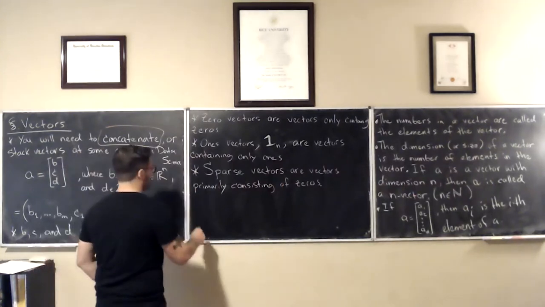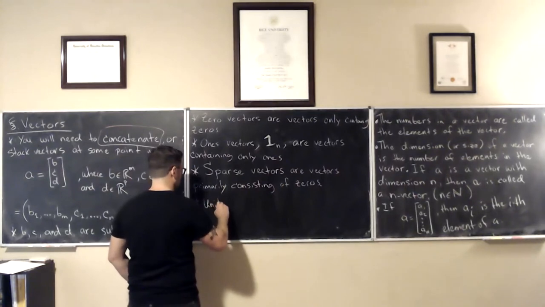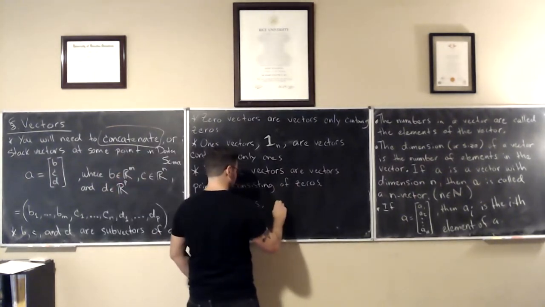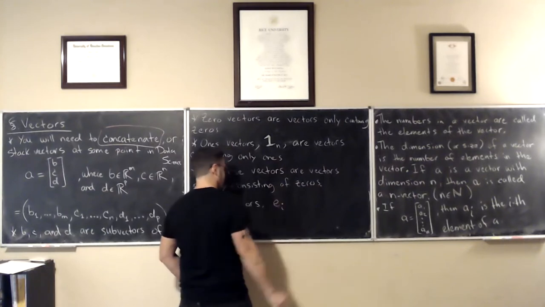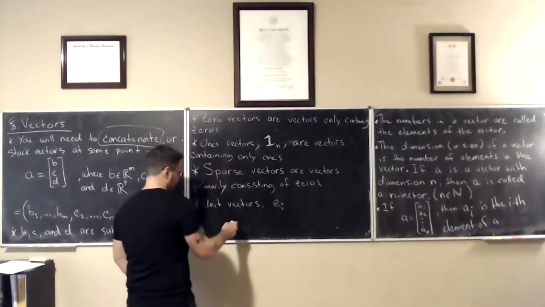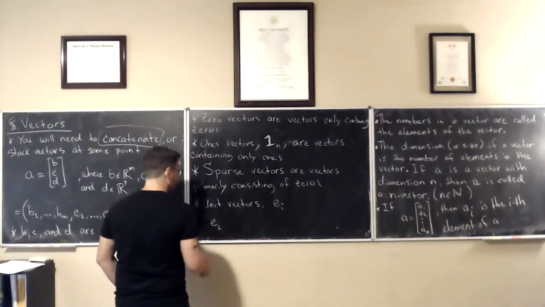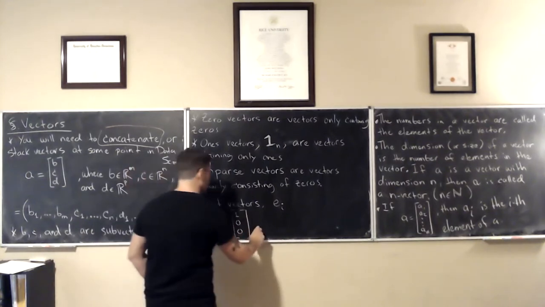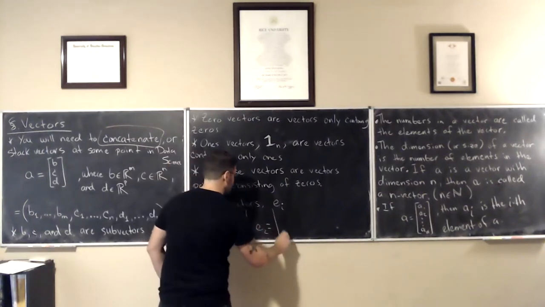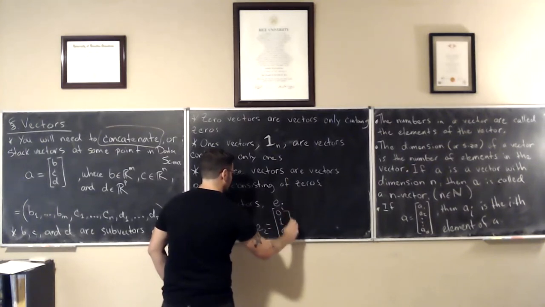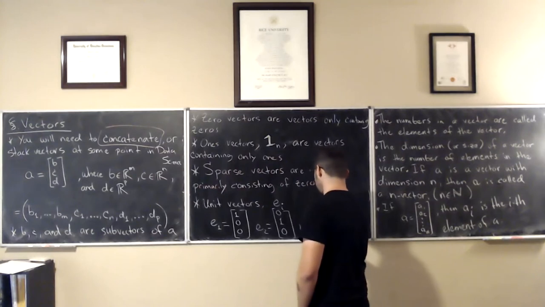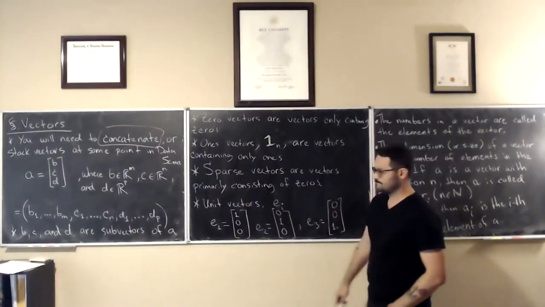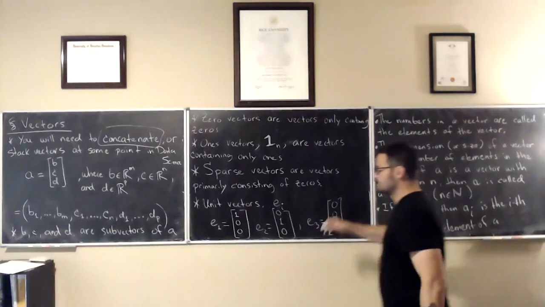And then finally, we have unit vectors, typically denoted by e_i. The best way to describe these would be with examples. So e_1 in three-dimensional space would be 1, 0, 0. e_2 in three-dimensional space would be 0, 1, 0. And you can probably guess what e_3 would be: 0, 0, 1. Okay. So unit vectors are incredibly important.